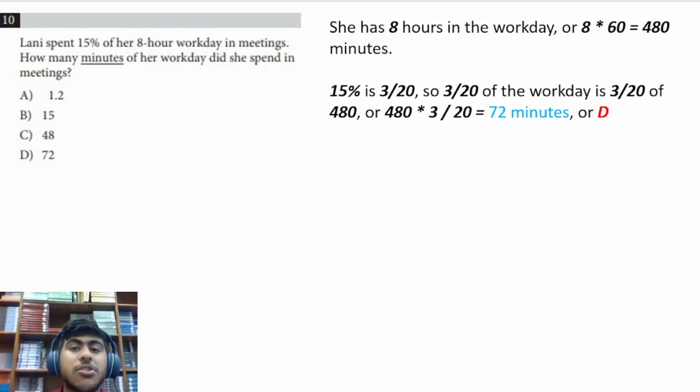Now, 15% is 3/20. So 3/20 of the workday was spent in meetings. 3/20 of 480 minutes is going to be 72 minutes spent in meetings, or answer choice D. And with that, we are done with this set.